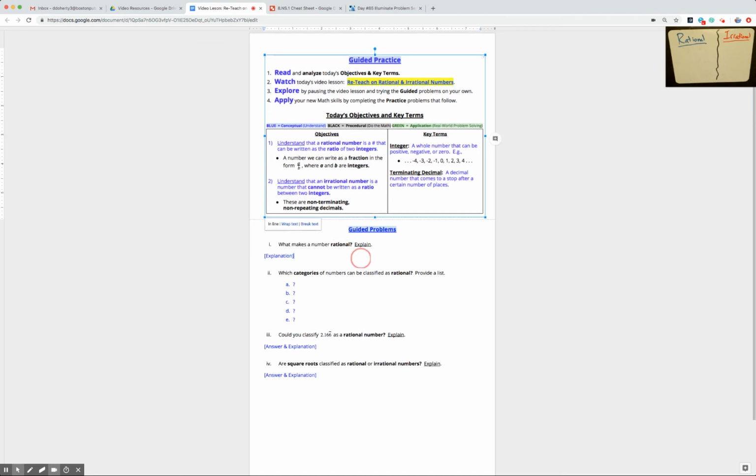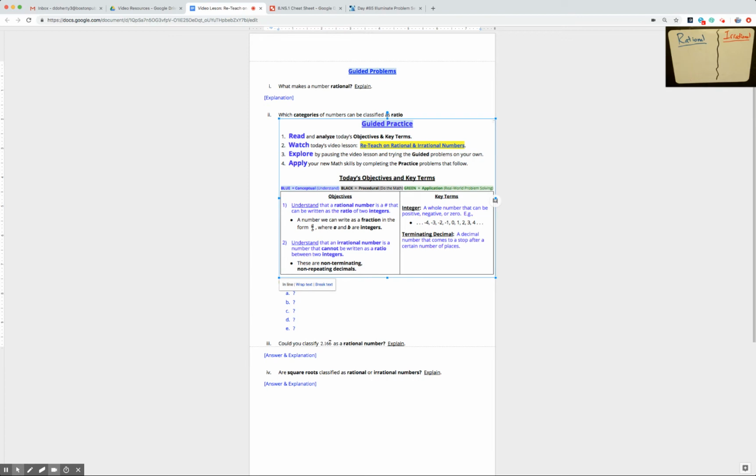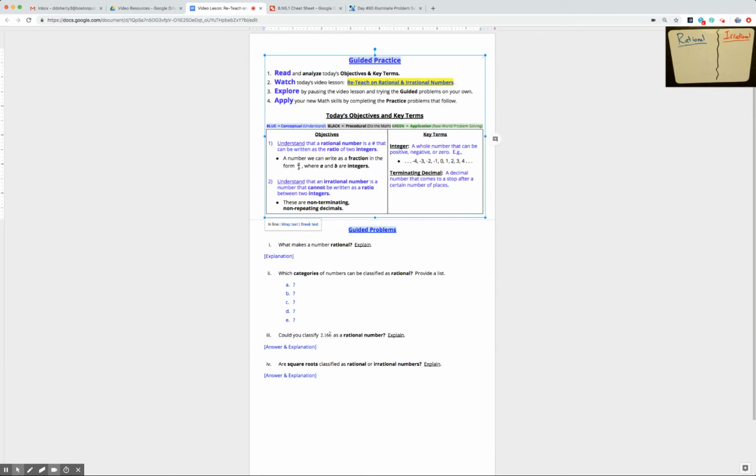So we're going to start to discuss now which categories of numbers can be classified as rational, or in other words, which kinds of numbers can be written as fractions. We're going to look at a cheat sheet real quick, or a note sheet that I put together for you all that can help us categorize which numbers are the rational numbers and which numbers are the irrational numbers at the end of the day.